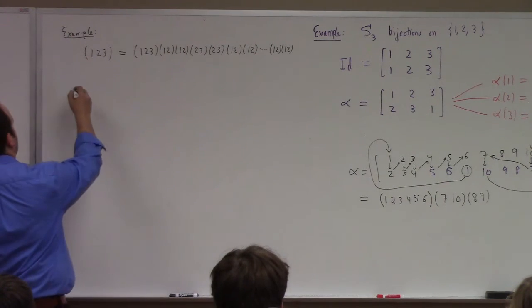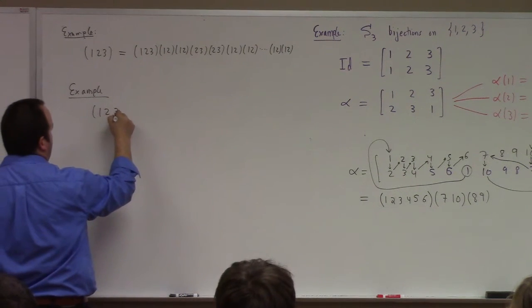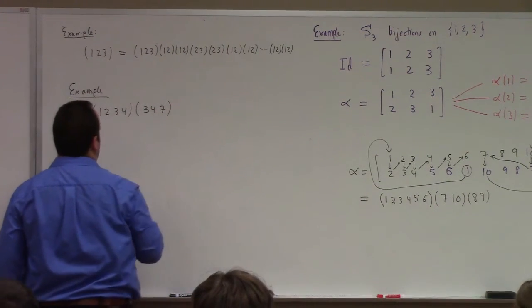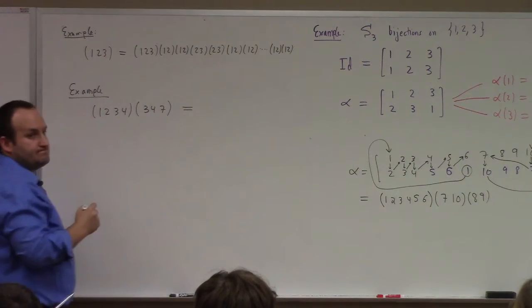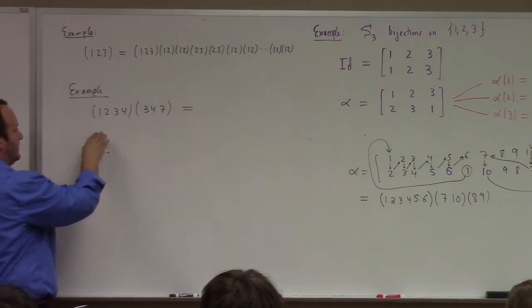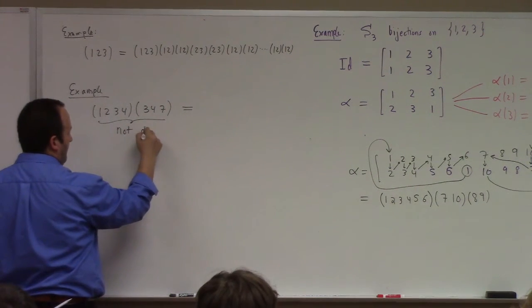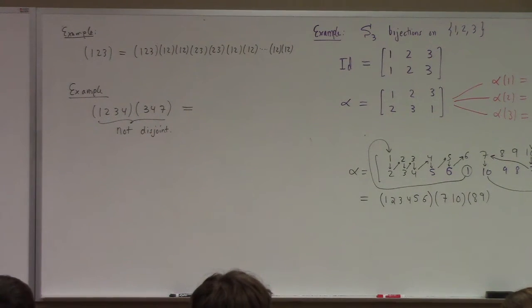So let's actually do a calculation here. If I have (1 2 3 4) and then I've got (3 4 7), like that, I can simplify this, right? Now these are an example of cycles which are not disjoint. See, when we multiply the cycles, we can create a product of disjoint cycles, in that case, 3 disjoint cycles, right?